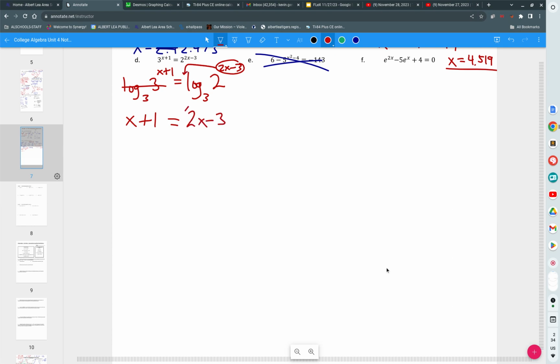2x minus 3 times log base 3 of 2. And if you're wondering what to do with the log base 3 of 2, isn't that just a number? I can compute that as a decimal and stick it out front. So I have x plus 1 is equal to, parentheses, 2x minus 3 times, what is log base 3 of 2? 0.631. Got 0.631 out there.